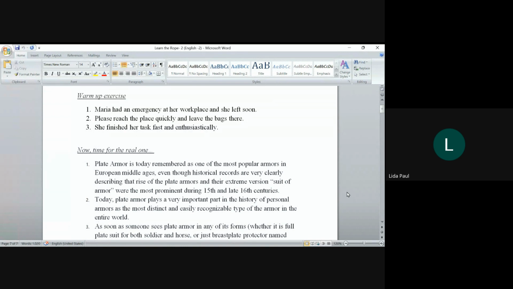How about the last sentence? She finished her task fast and enthusiastically. Fast and enthusiastically, both, right? Fast would be adverb of time? Degree? Is it? No. Fast is also adverb of manner. That has got nothing to do with time. This also answers the question how. How was the work done? Fast and enthusiastically. Okay, so both are adverbs of manner.